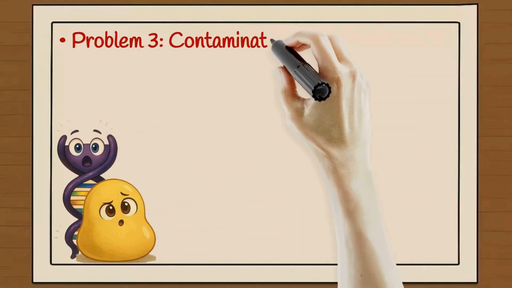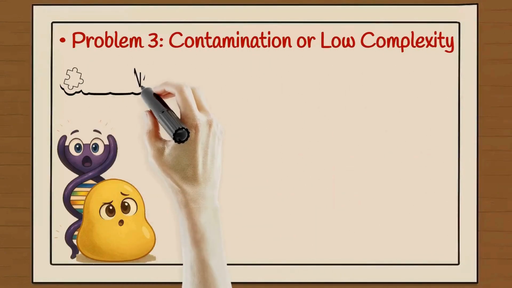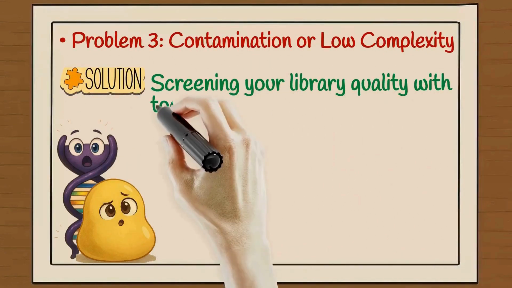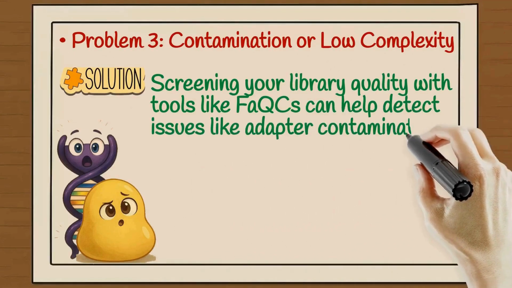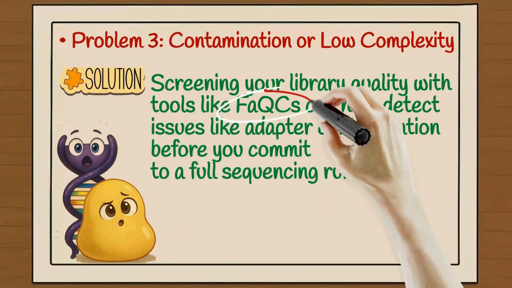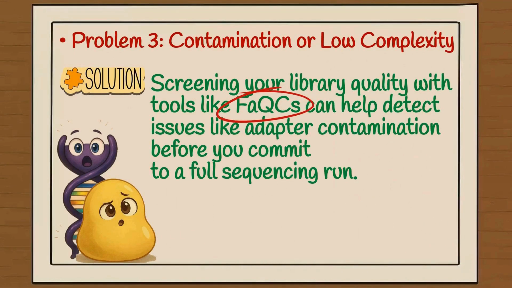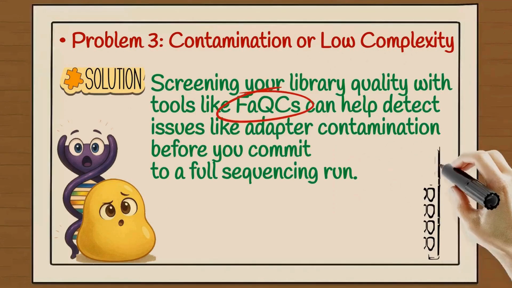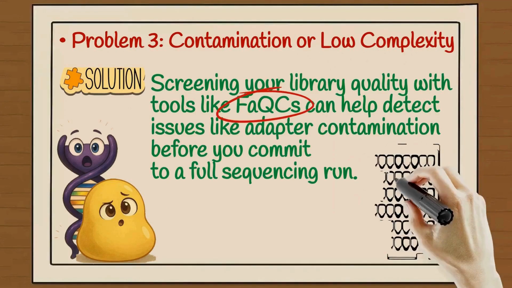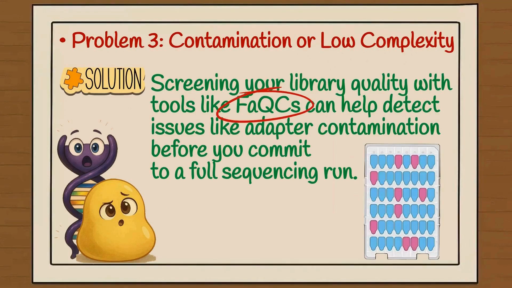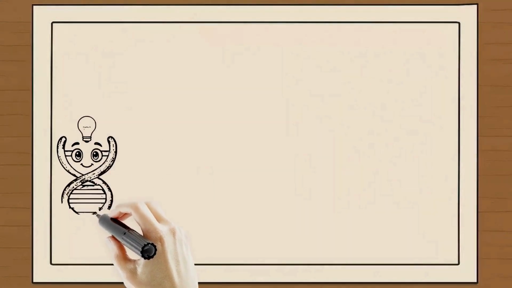Problem 3. Contamination or low complexity. Solution: screening your library quality with tools like FastQC can help detect issues like adapter contamination before you commit to a full sequencing run. By paying close attention to your sample preparation and quality control, you can ensure reliable and accurate sequencing results. So why go to all this effort?